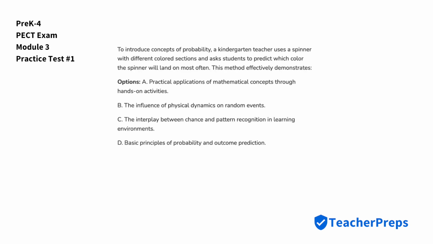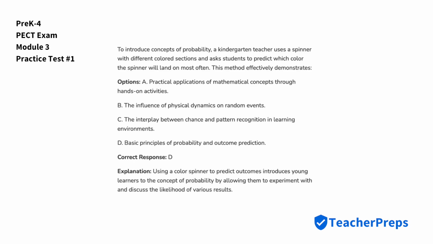To introduce concepts of probability, a kindergarten teacher uses a spinner with different colored sections and asks students to predict which color the spinner will land on most often. This method effectively demonstrates... Letter option D. Basic principles of probability and outcome prediction. Keep in mind that using a color spinner to predict outcomes introduces young learners to the concept of probability by allowing them to experiment with and discuss the likelihood of various results. Look for hands-on responses like this when taking your exam. Let's move to the next question.